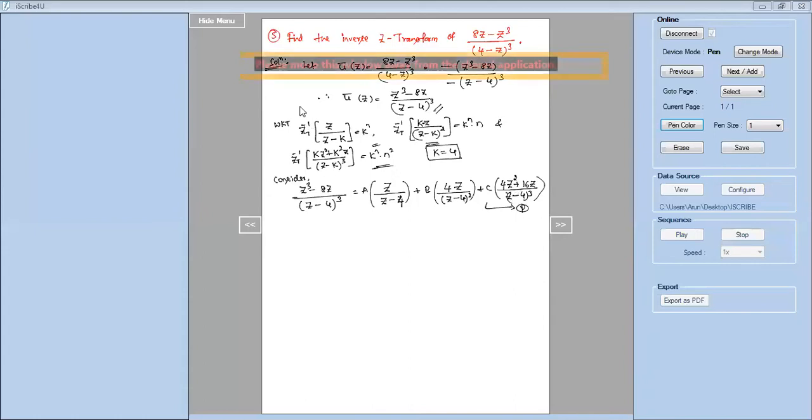Yes. Aish. Aish Kumar. Yes, sir. What should you have in the numerator? 4z cube plus 64 z square. Correct. Plus one more term should come. 64 z. Plus 64. Yes.